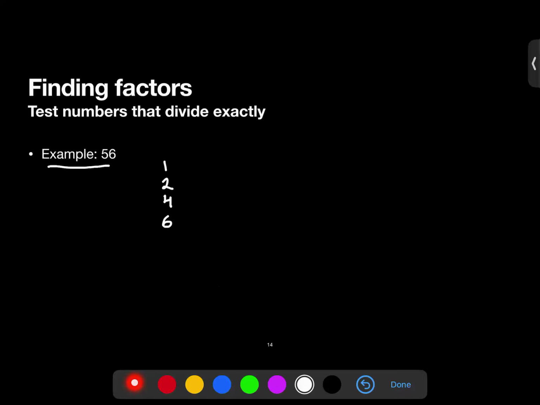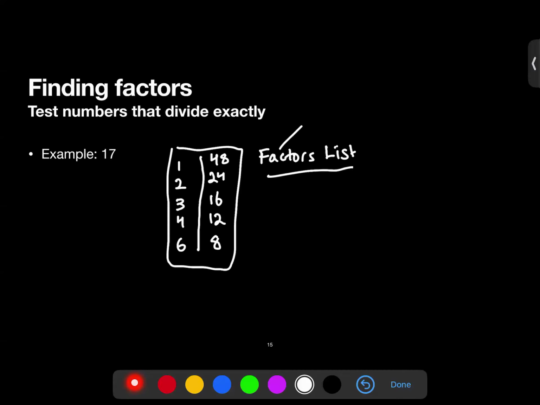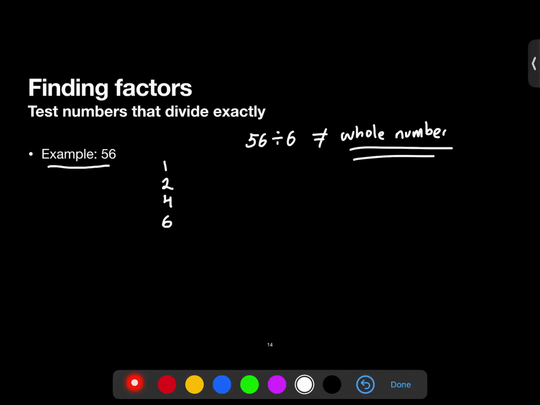So final answer, 56. 6 is a factor or no? No, it is not. Because 56 divided by 6 is not a whole number. Remember, for it to be a factor, it must divide into a whole number. And 6 does not meet that criteria. So 6 is not a factor.